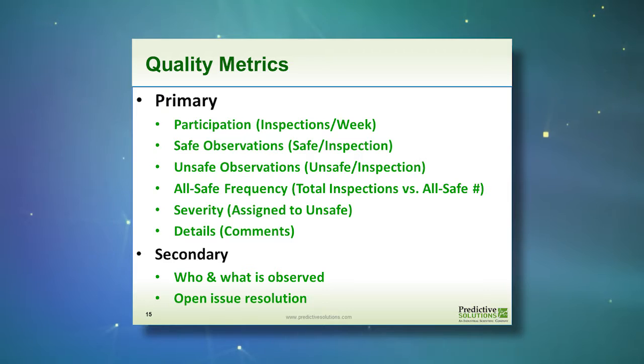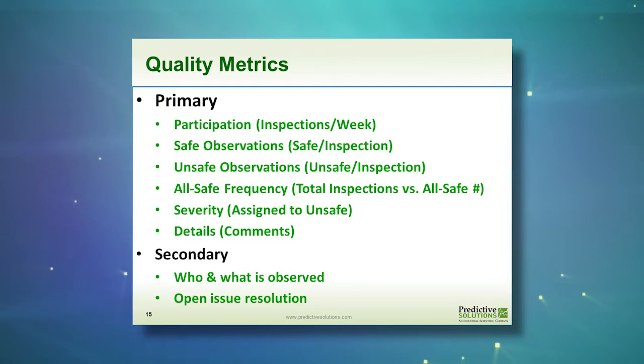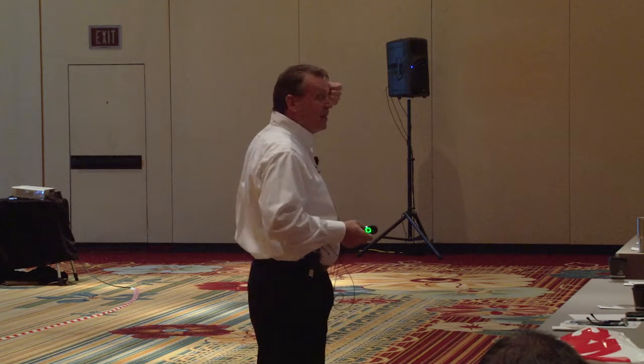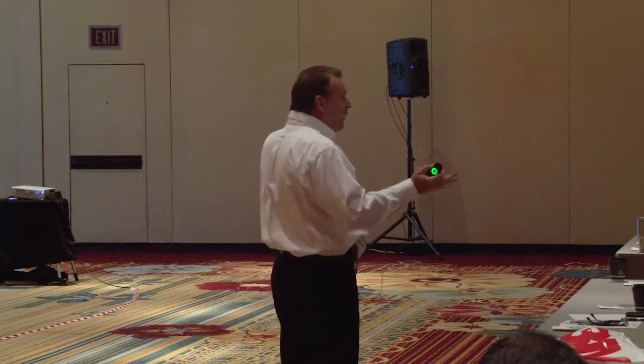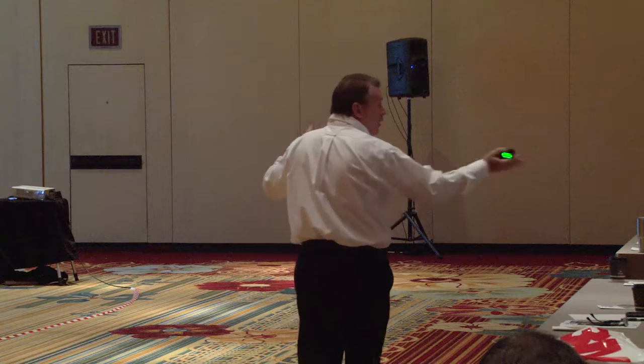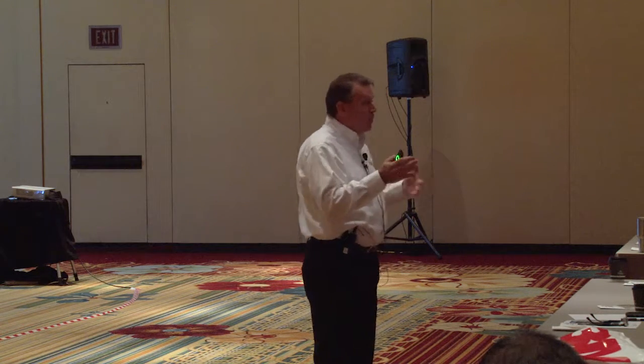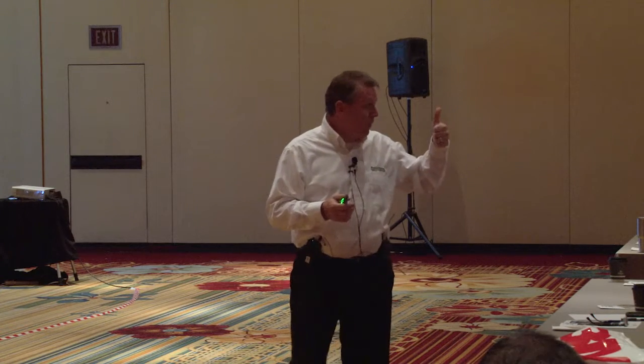This is a busy slide, but I've broken it up into primary and secondary metrics. The first thing when it comes to observations is you've got to turn them in. That's participation. I can't even evaluate beyond that. If you don't turn in anything, all I can see is zero. It's hard to coach somebody if they don't turn anything in. The next thing is safe observations.